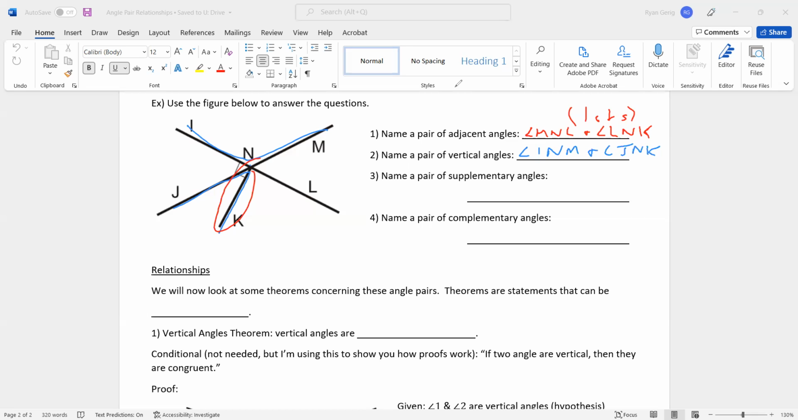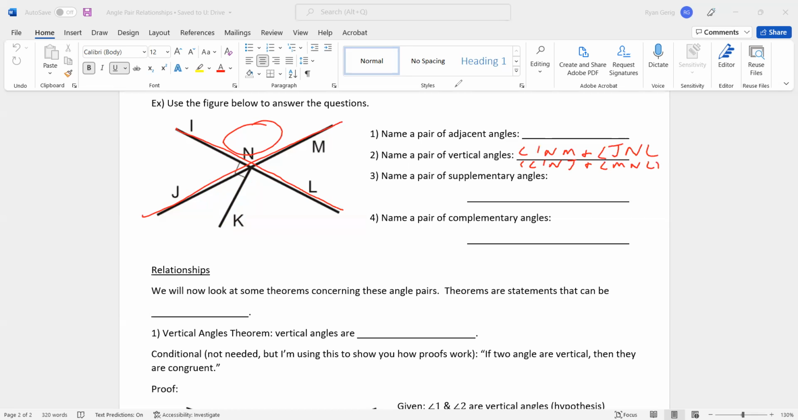An easy way to see vertical angles, I'm going to clear all this. Easy way to see vertical angles is draw two lines and the angles that are formed. So if you want to use INM, that's fine. But what's across from it? It would be JNL. Now it's an overlapping. So you got two angles in JNL, but that's okay. The easier one would be angle INJ and angle MNL. Those are vertical as well.